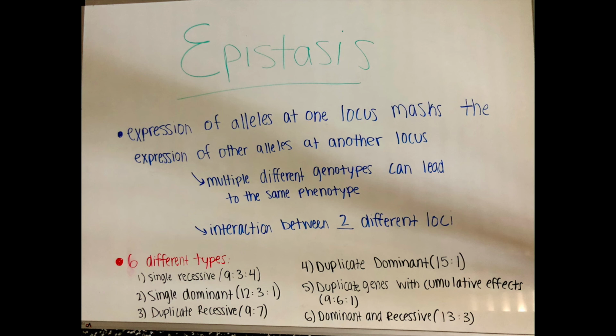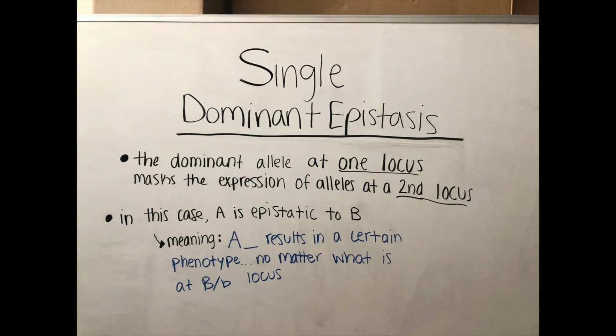Multiple different genotypes can lead to the same phenotype, and it is the interaction between two different loci. Single dominant epistasis is where the dominant allele at one locus masks the expression of alleles at a second locus. In this case, A is epistatic to B, meaning that big A something results in a certain phenotype no matter what is at the B locus.